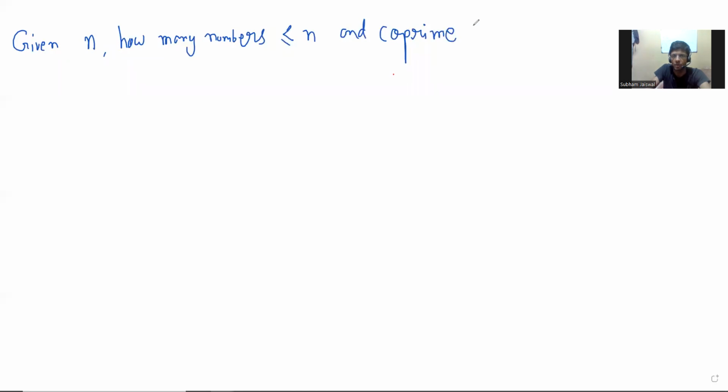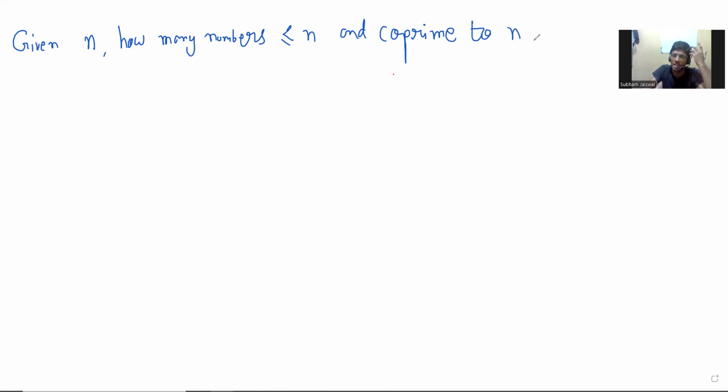So there is this fundamental question that we had. Given a natural number n, how many numbers less than or equal to n, or less than n, are co-prime to n? Now this is a function of n, right? Just a function in the sense that this depends on n. It varies with n, obviously.